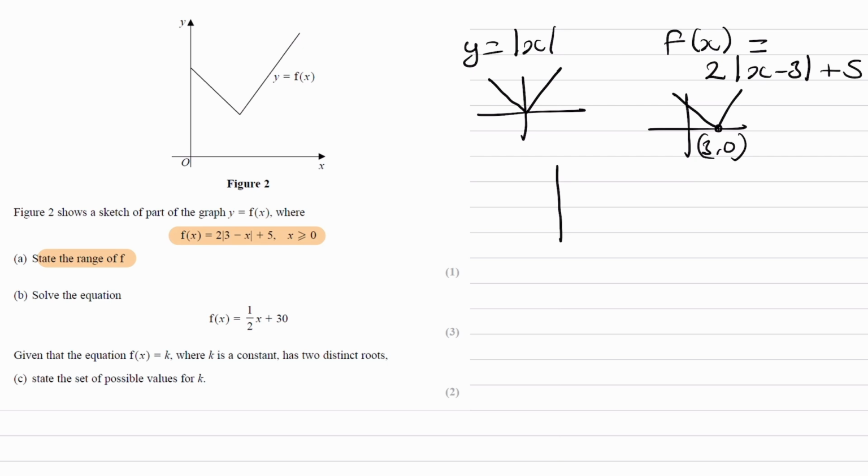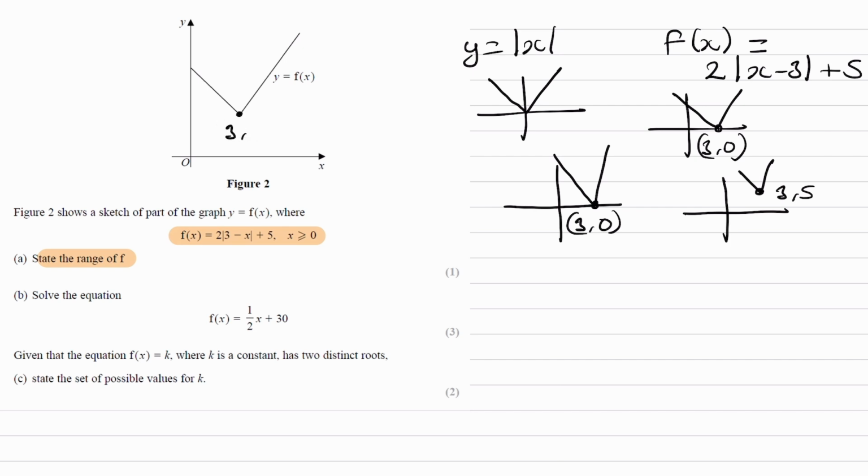That stretches the entire thing vertically, scale factor 2, parallel to the y-axis. This coordinate here will still be 3, 0, because the y coordinate of 0, when you times it by 2, remains the same. And then the final transformation, this plus 5, again affects the y coordinates as it's outside the modulus symbol. The whole graph moves up by 5 places. So now the graph will look like this, where this is 3, 5. So then going back to the diagram that we have over here, this point here must be 3, 5.